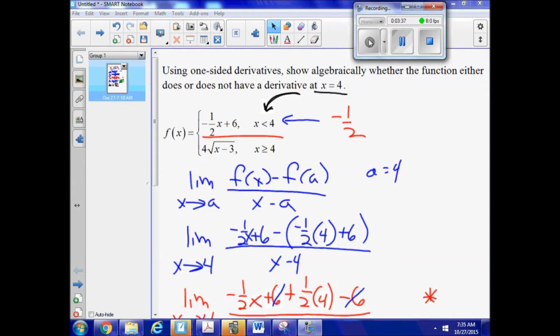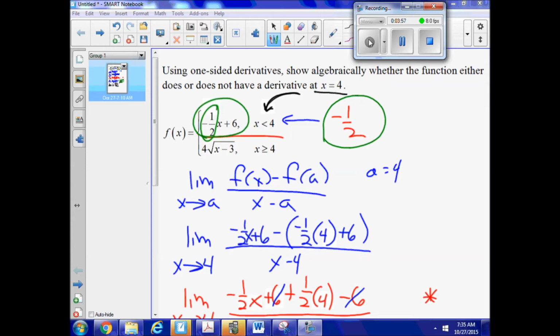Now, the first thing I want to point out to you is that we did not have to go through all that rigmarole. Because let's just take a look at this piece of the function right here. This is a linear function. What is the slope of a linear function? The slope of a linear function is given to me right here. And sure enough, it turned out to be just the same.